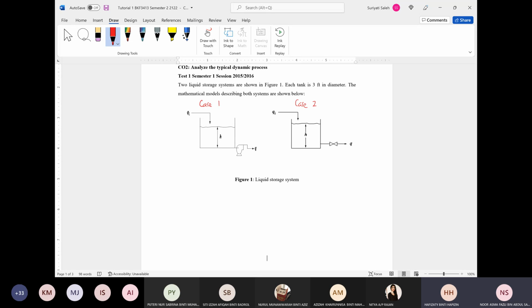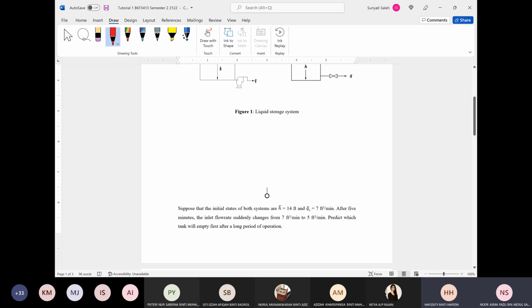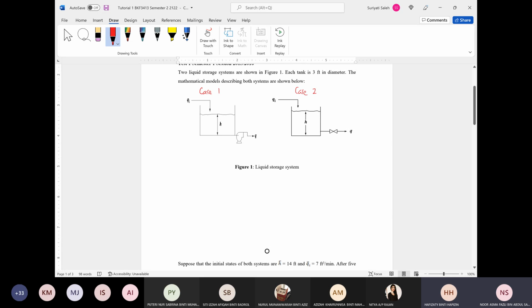If we refer to the question, the inlet flow rate has the unit of feet cubed per minute. So this means the flow rate is based on volumetric flow rate. The Q given here, Qi and Q, represent the volumetric flow rate. In this case, the unit is feet cubed per minute.